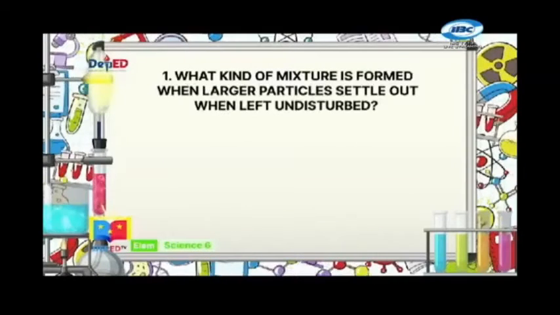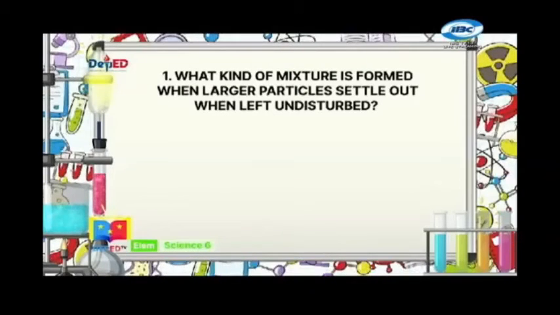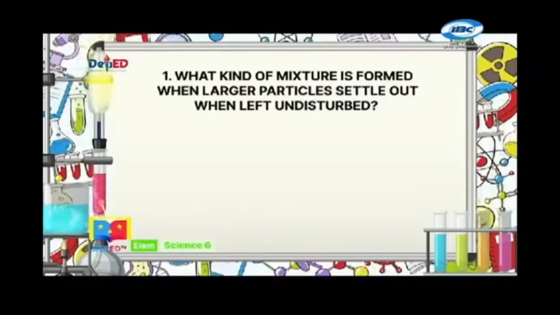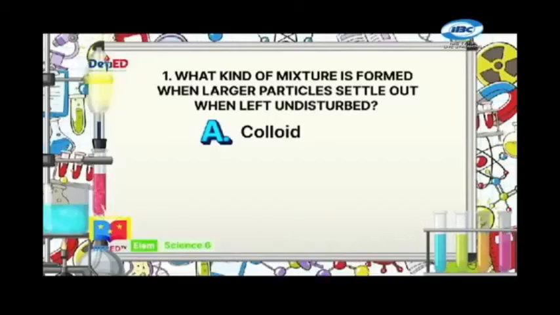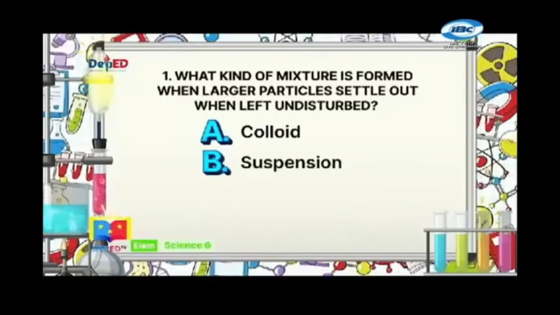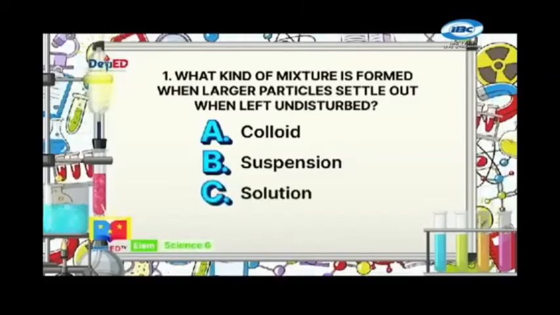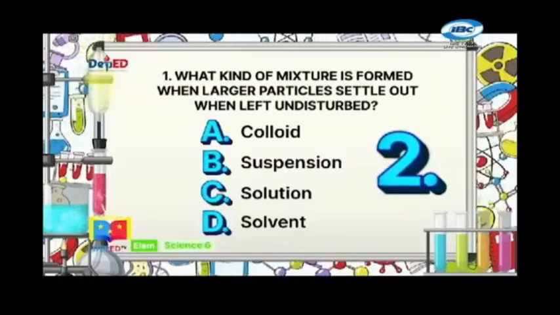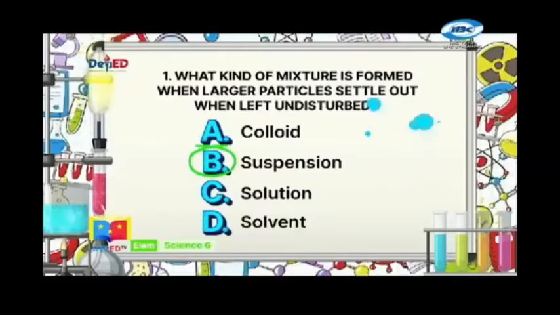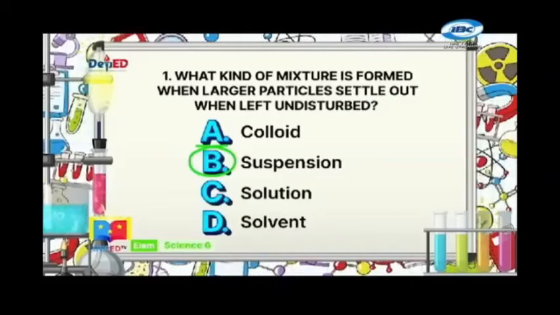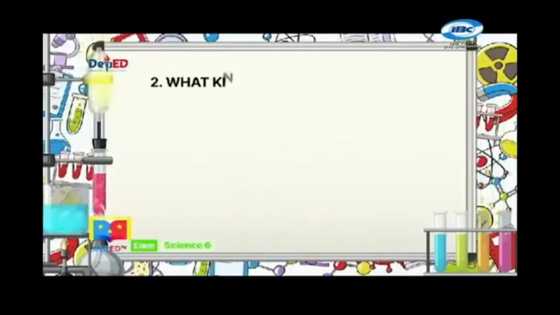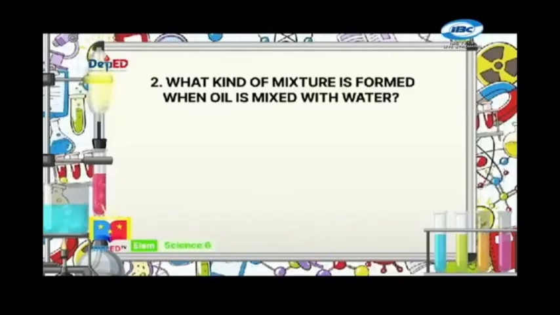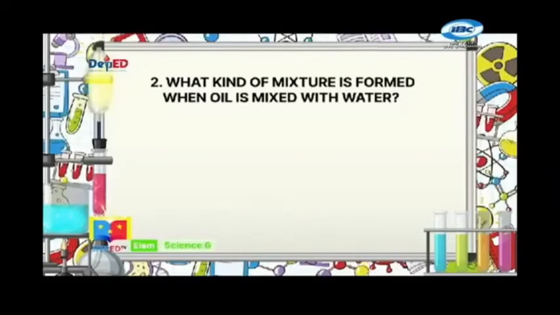Number 1. What kind of mixture is formed when larger particles settle out when left undisturbed? A. Colloid. B. Suspension. C. Solution. Or D. Solvent. The correct answer is letter B. Suspension.